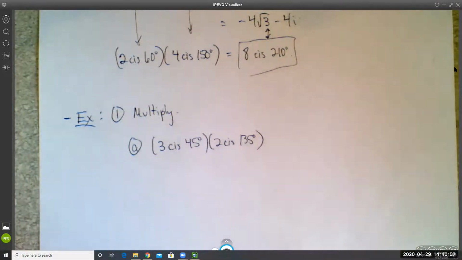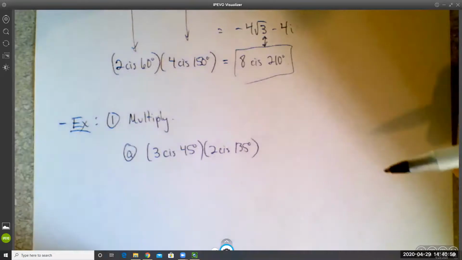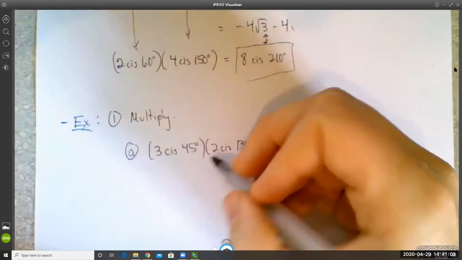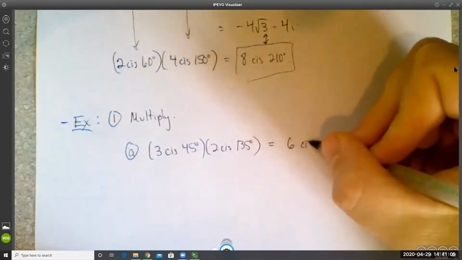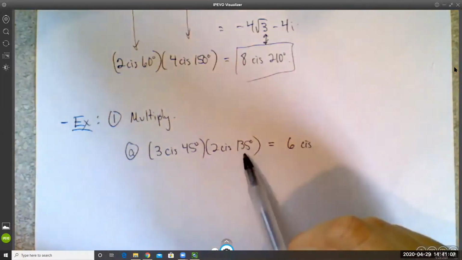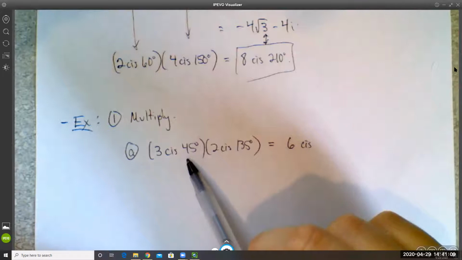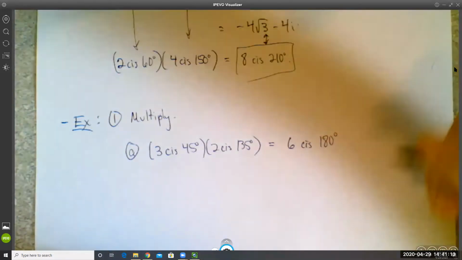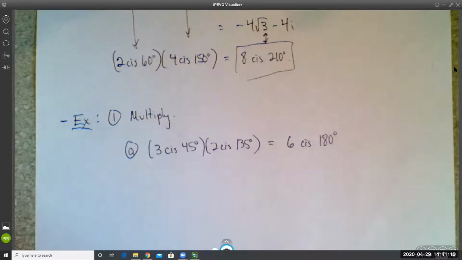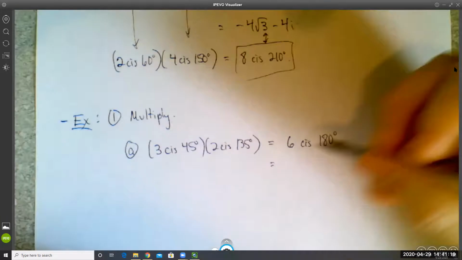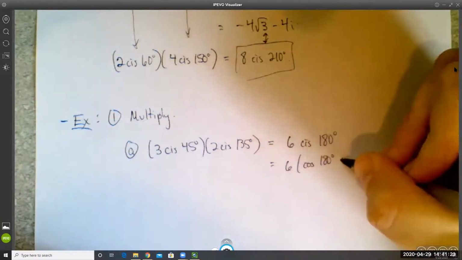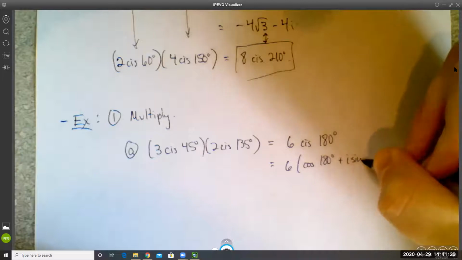Okay, and here's my solution. Finding the product is simple, right? 3 times 2 is 6. 135 plus 45 would be 180, right? Well, that's kind of nice. And now to put that into rectangular form, we would call this 6 times cosine 180 plus I times sine 180.